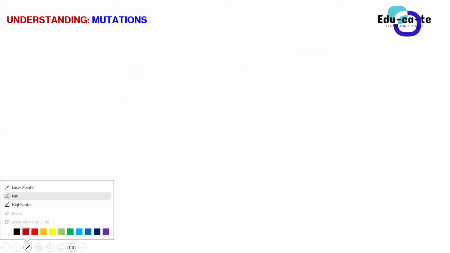So for us to understand mutations, I will remind you of one thing, guys: a DNA strand, the one that serves as a template, is used to do what? To transcribe mRNA via the transcription process in the nucleus.